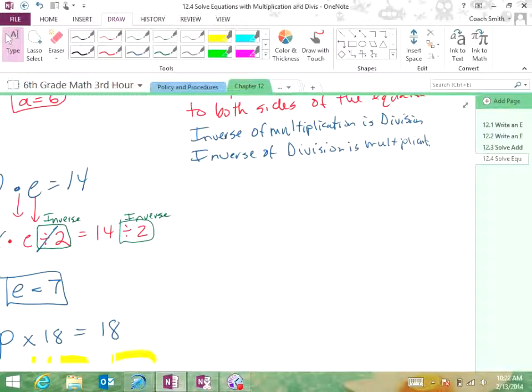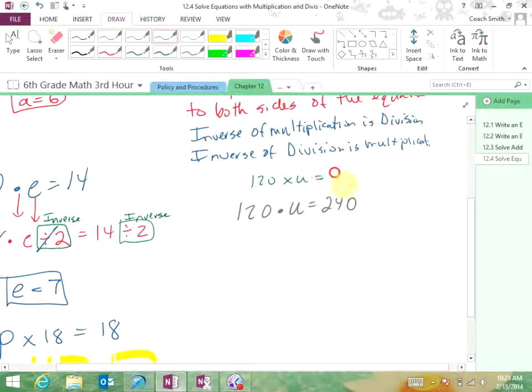Now, try this one on your own. 120 times U equals 240. Now, in your book, they're going to write this problem like that. I want you to use the dot instead of the multiplication sign, because that looks like 120xu. Okay? So, work that problem out.